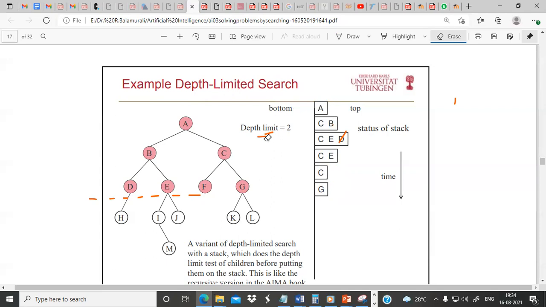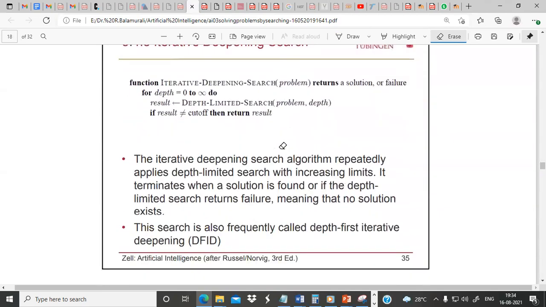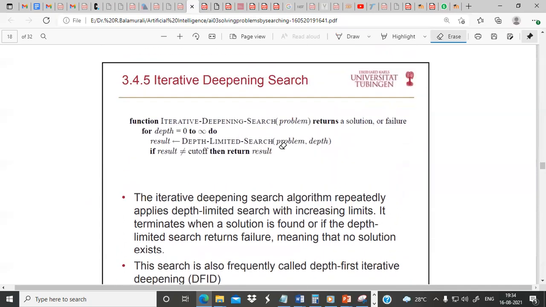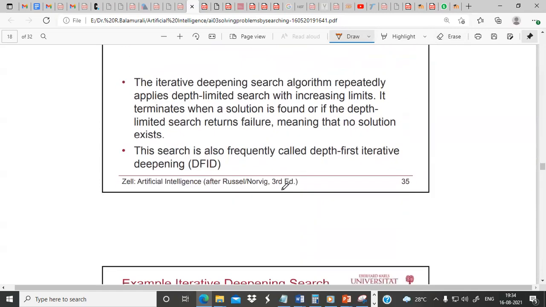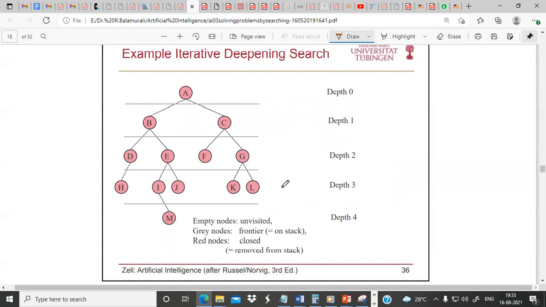So the depth limited search can be refined further. And so we get a next algorithm which is called iterative deepening depth first search. So this algorithm is called iterative deepening search or iterative deepening depth first search. So what does this algorithm do? Initially it sets the depth as 0 and it calls DFS.